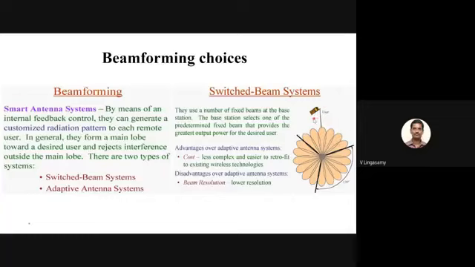Here, all the beams and the beam directions are predefined, and then it is generated in all directions. Then here, the number of fixed beams is fixed. And the base station selects one of the predefined fixed beams that provides the greatest output from the desired user. So what it does is, predefined beams are generated.